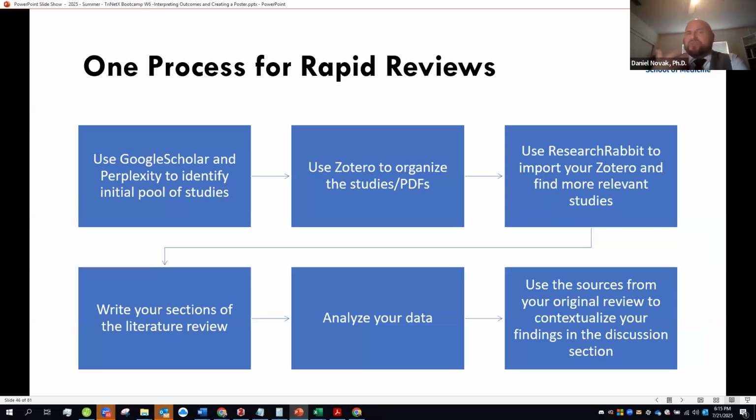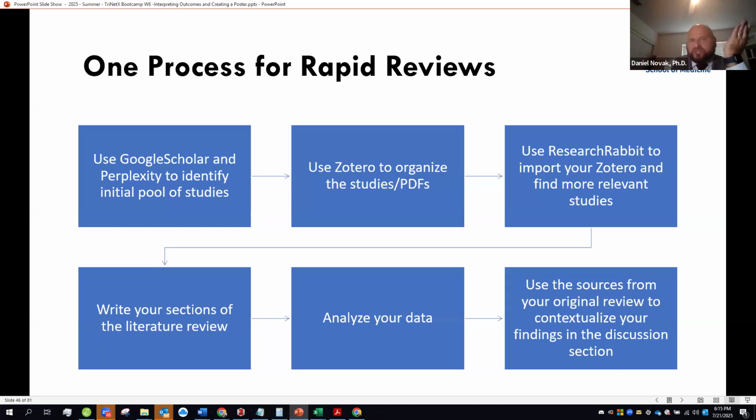So overall, if you're doing a rapid review, this is what I teach our students. Use Google Scholar and Perplexity to identify your initial pool of studies that are related to the area of interest that you're looking at. Then use Zotero to organize the studies and PDFs into nice little pools that you can draw from when you're writing. And you can use Research Rabbit to import your Zotero studies and find more relevant studies that you might have missed, even in your ongoing searches through PubMed or Google Scholar.